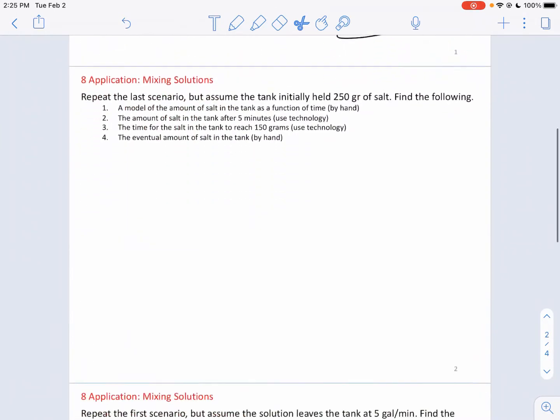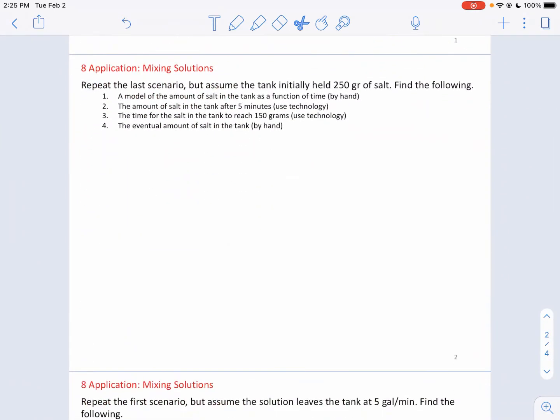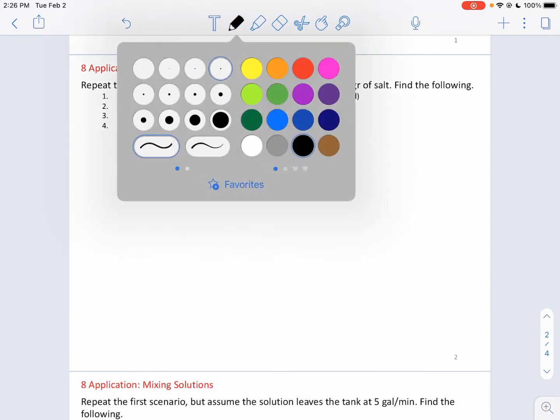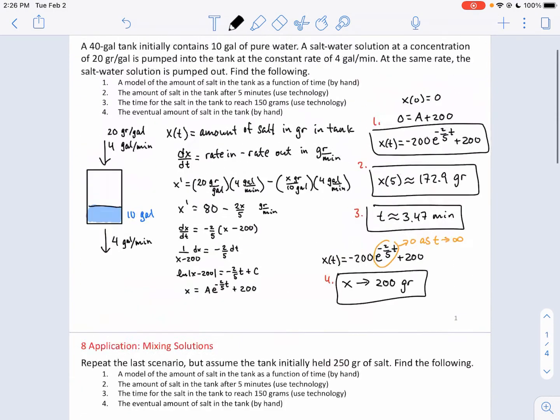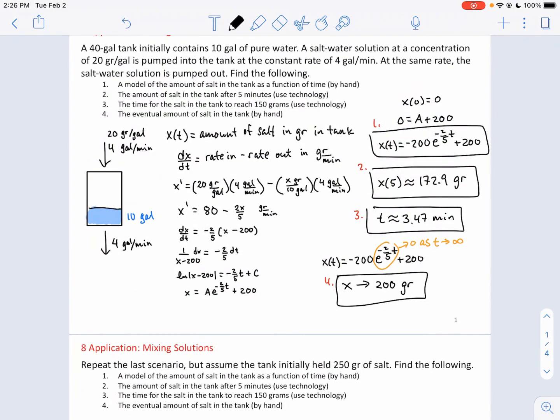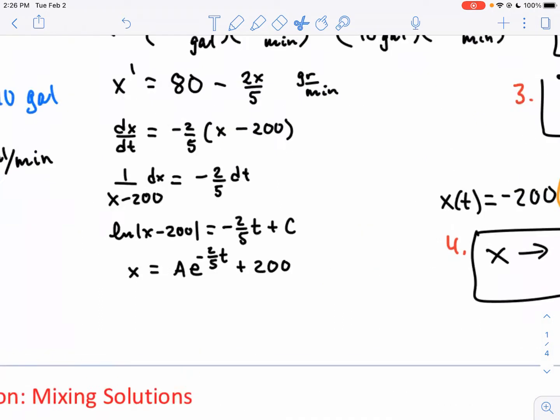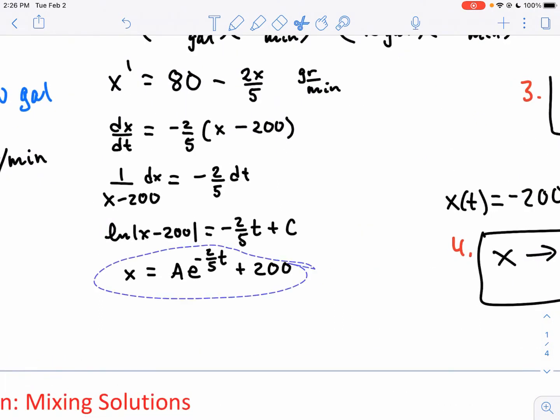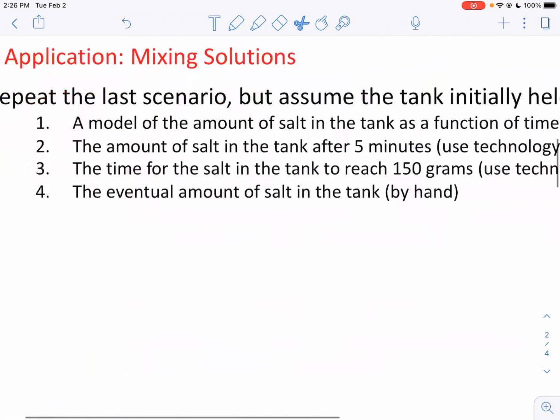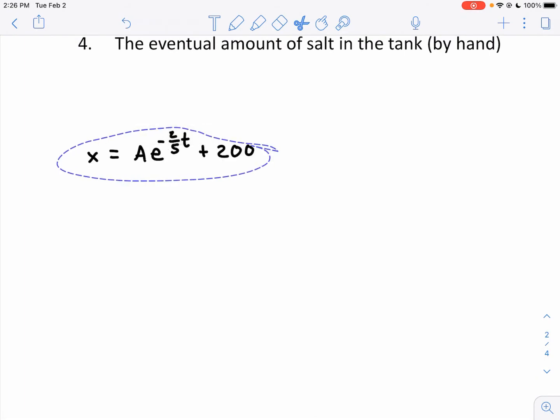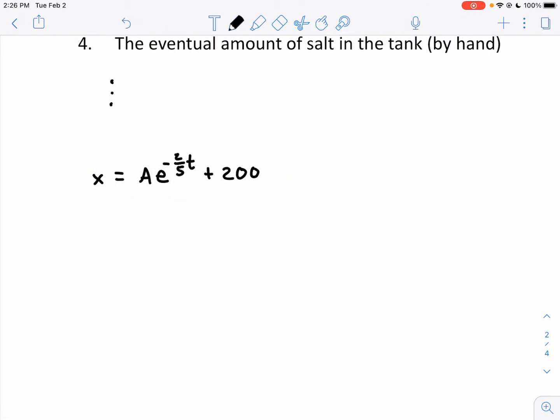Okay, let's go to the next task. Repeat the last scenario, but assume the tank initially held 250 grams. Find the following. Notice it's all the exact same questions. The only difference is our initial condition, so we can actually leverage quite a bit of work that was done up here. In fact, I can go right to this point right here. Everything up to that point will be the same work.